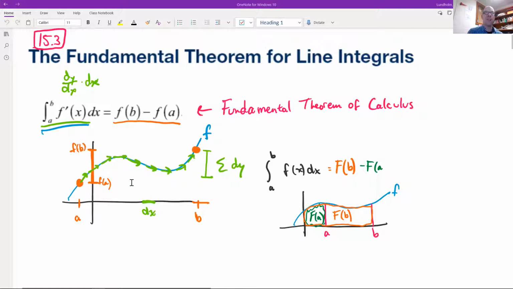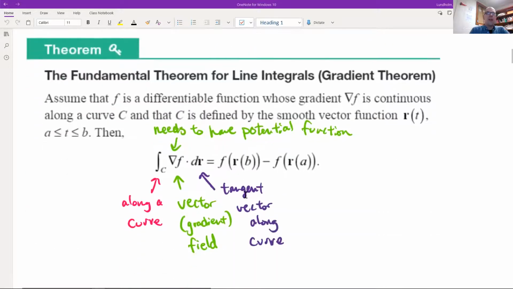And today, what we're going to be doing is learning how to go backwards, find the potential function, and actually just calculate a difference. Well, it'll be in z values for us, but this is a difference in y values. Okay, here's the fundamental theorem for line integrals, also known as the gradient theorem. Assume that f is a differentiable function whose gradient is continuous along a curve c, and that c is defined by a smooth vector function r of t.